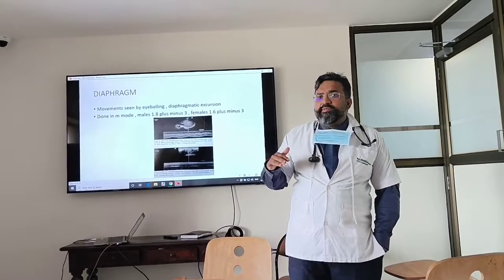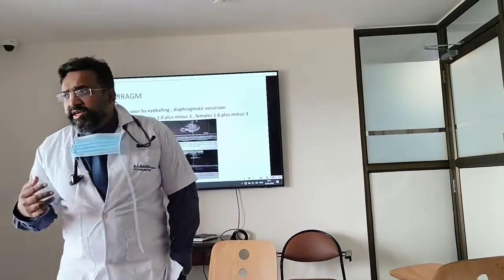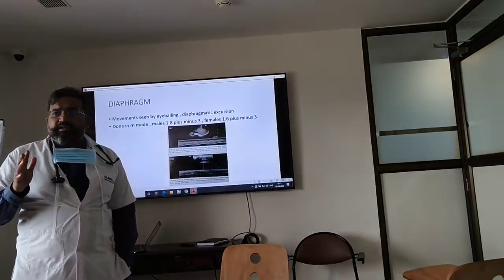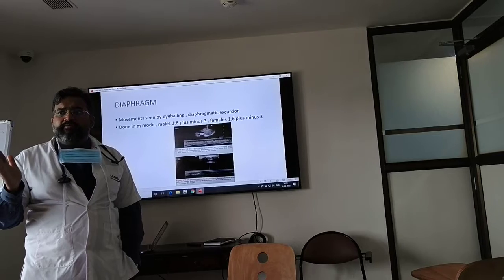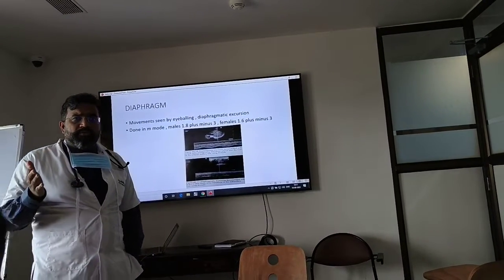But if you want to do it for weaning failure, you need to actually take the patient off the ventilator and put them on the T-piece. How do you position this patient? The patient should be calm and quiet. You can do it in the supine position or in the semi-recumbent position. It's always comfortable to do the semi-recumbent position. Which probe do you use?